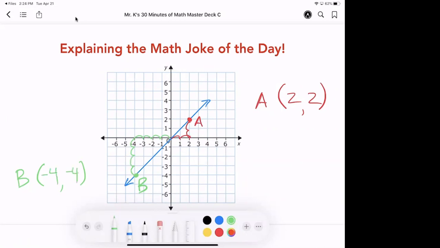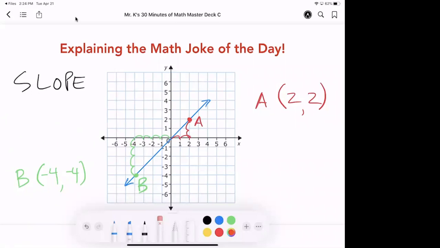All right, very good. Now, here's the interesting part. This line has what's called a slope. Slope is how steep the line is. So here, I'm just going to draw another one. This is a line with a steep slope. That's a little bit less, a little bit less. And this is a pretty shallow slope.